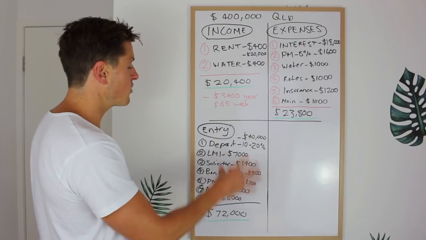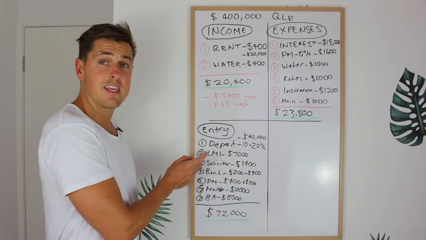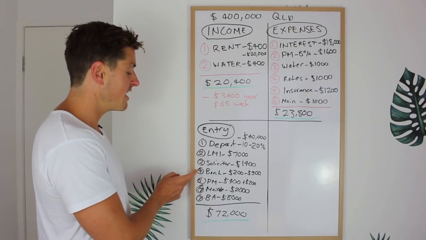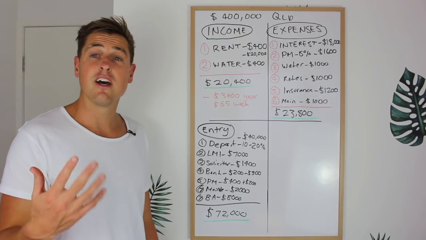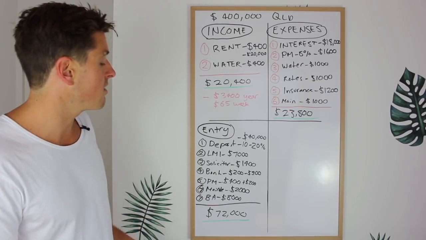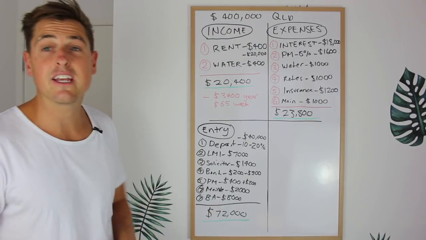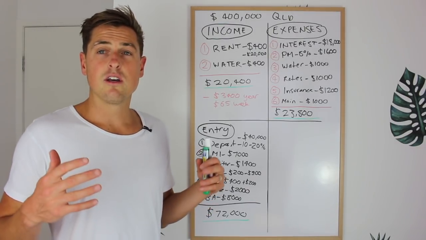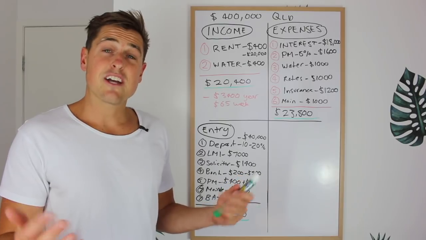So they're your entry costs. You've got your deposit, your lender's mortgage insurance if you don't want to pay 20%, your solicitor, your bank fees, your property manager, you've got your maintenance and your buyer's agency fees. So they're the 7 costs, $72,000 to get into a $400,000 property. Now, you could use cash to do that.